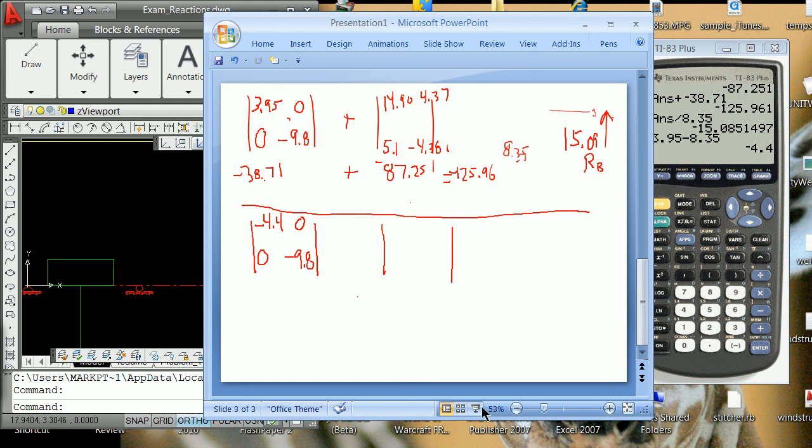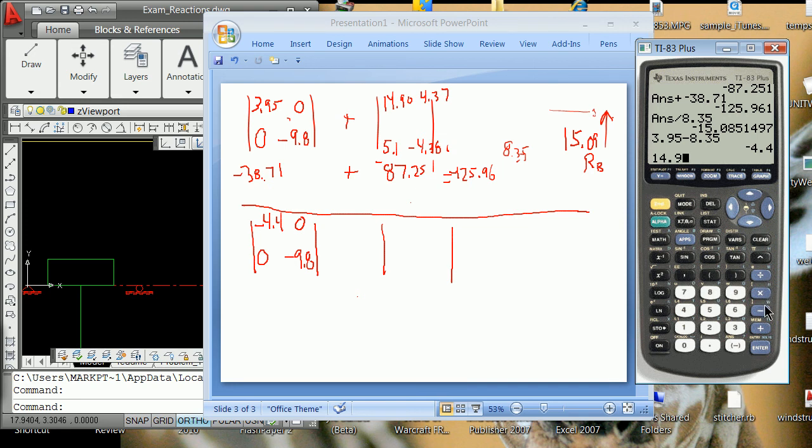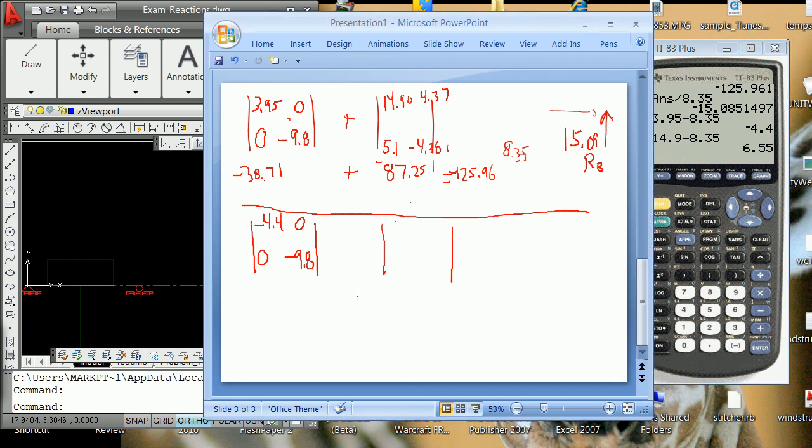Same thing here, you take the 14.9 and you subtract 8.35. You get 6.55. The rest of the matrix is the same. Now, in this case, you're solving for the moment here, and you're going to again react with a distance of 8.35, that distance between the supports that we had talked about before.